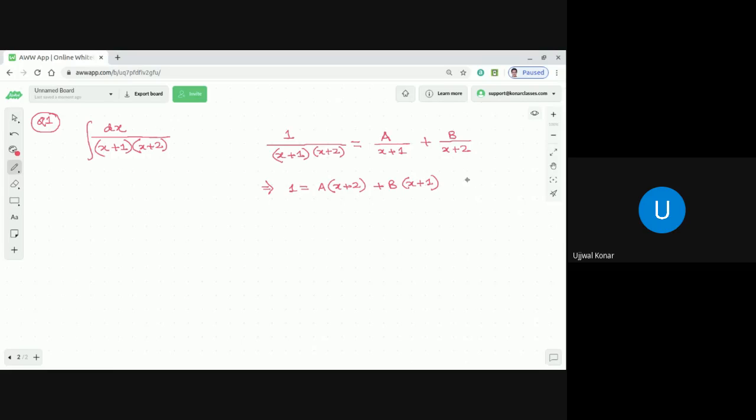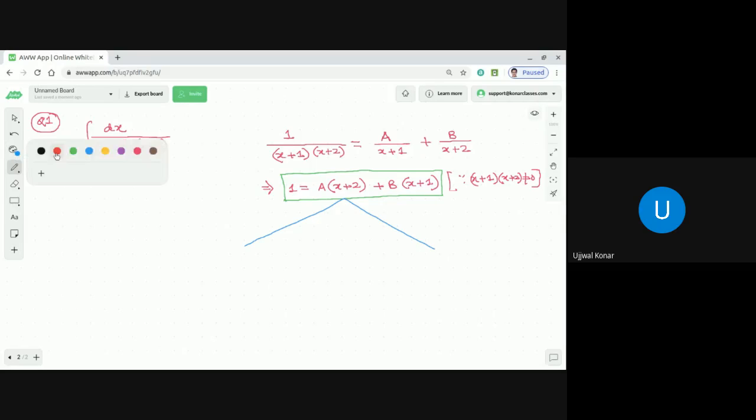Obviously, (x plus 1)(x plus 2) is not equal to 0. It is quite obvious because if it is equal to 0, then the question doesn't make sense at all. So from here, there are two approaches we can take. Let me discuss both approaches. The first approach is substitution of the value of x, and the second approach is equating the coefficients of like terms.